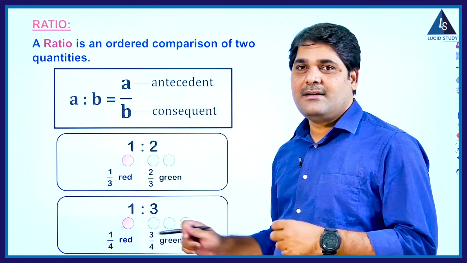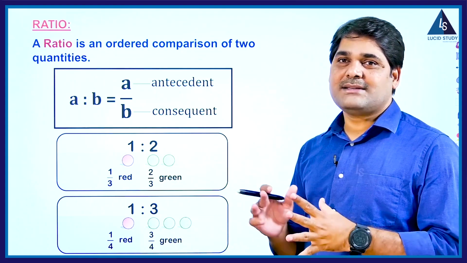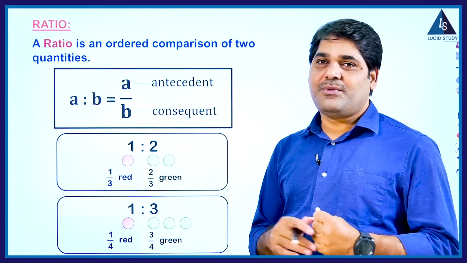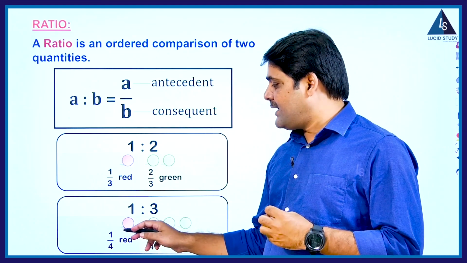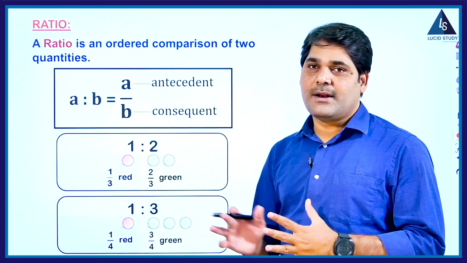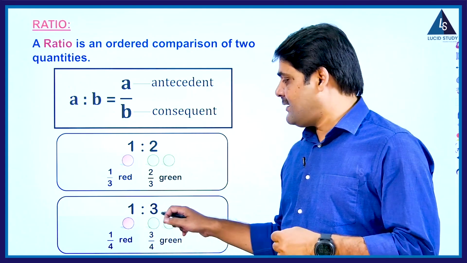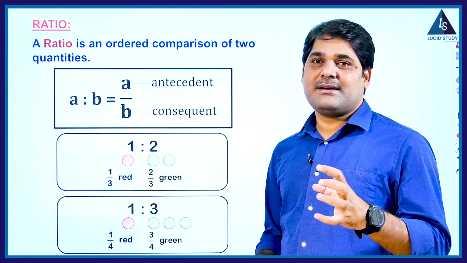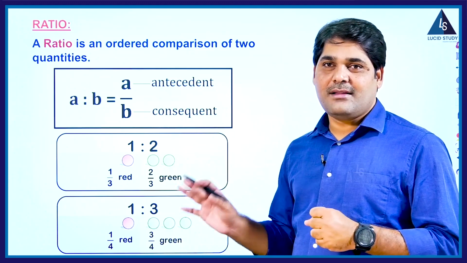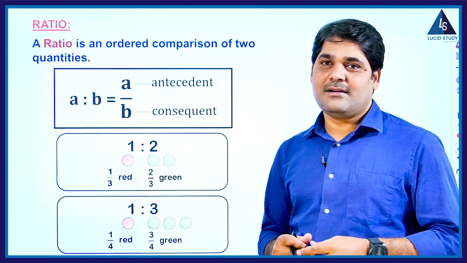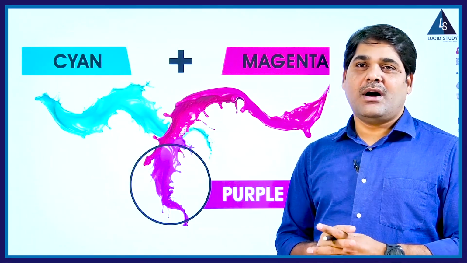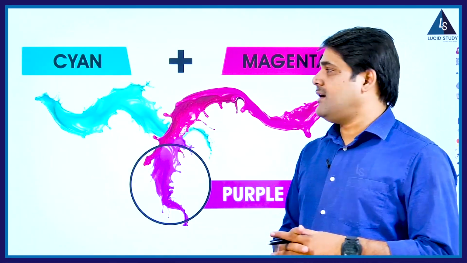We are comparing the same things in a fraction form or a ratio form. This is nothing but comparing. In a fraction we are telling how much part is there in total, but here we are telling how many red buttons versus green buttons are there in the given group. That is what we are discussing here. So the application of ratio in our real life is this one.